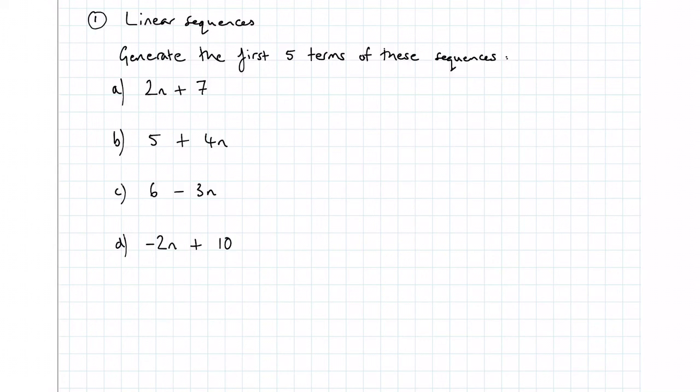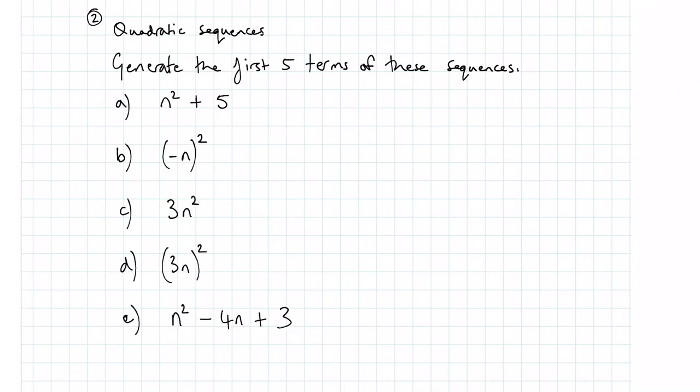Making sequences. I'm asking you to generate the first 5 terms of each sequence. You can do it using a table, as I've shown you in class. Pay attention to minus signs, very important. Question 2. This is making quadratic sequences. First 5 terms again. Remember, if you want to make the first term, put a 1 into where n is. If you want to make the second term, put a 2 into where n is.